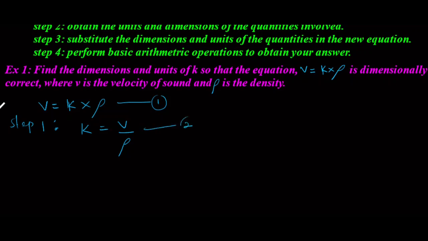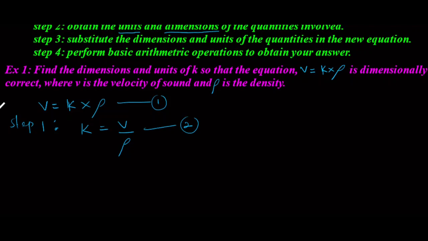That's equation 2. Step 2 says that we obtain the units and dimensions of the quantities involved. And I told you that this part depends on what the question says we should do. If the question only requires dimension, there is no need for us to get the unit.